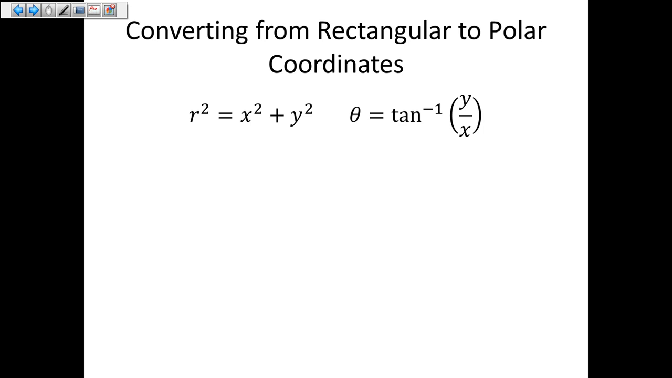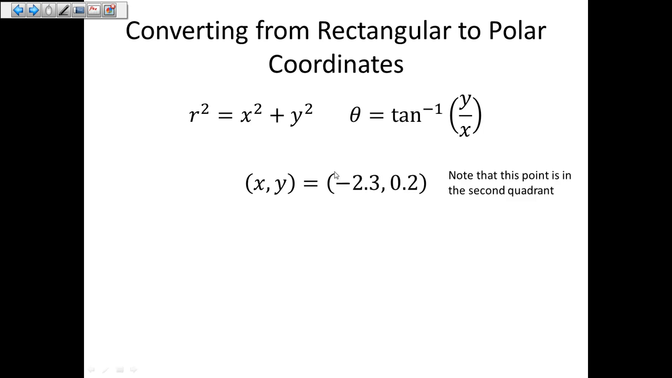here again, a couple equations coming from all of our trig work. This should look very, very familiar, Pythagorean's theorem. And here we're solving for an angle, so we use an inverse trig function. So theta is equal to the tangent inverse, or arctangent, of y over x.